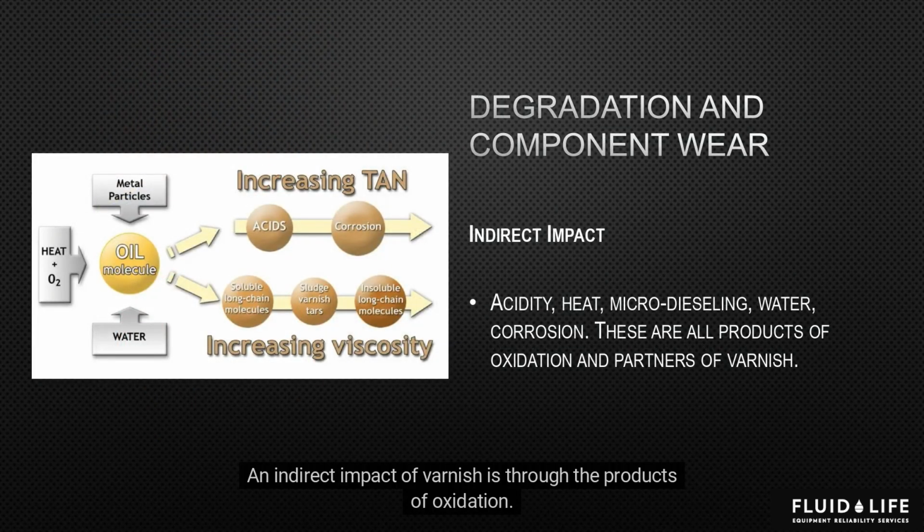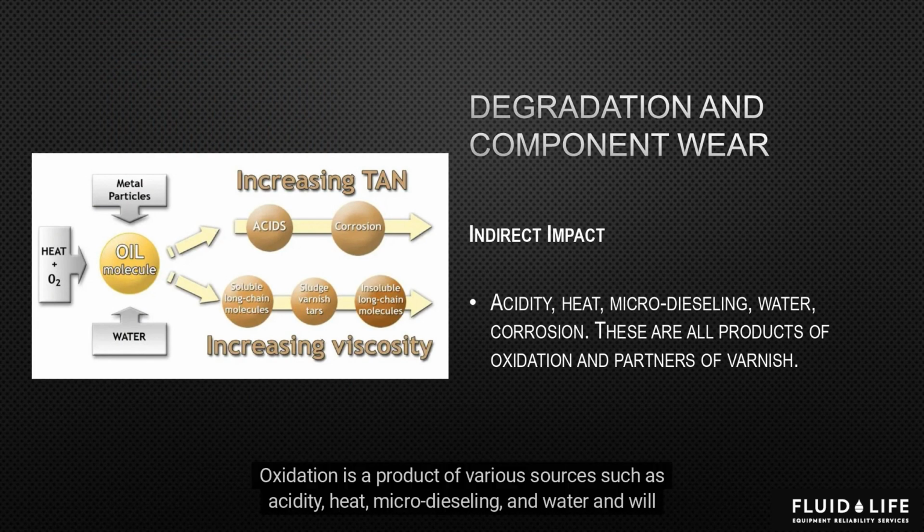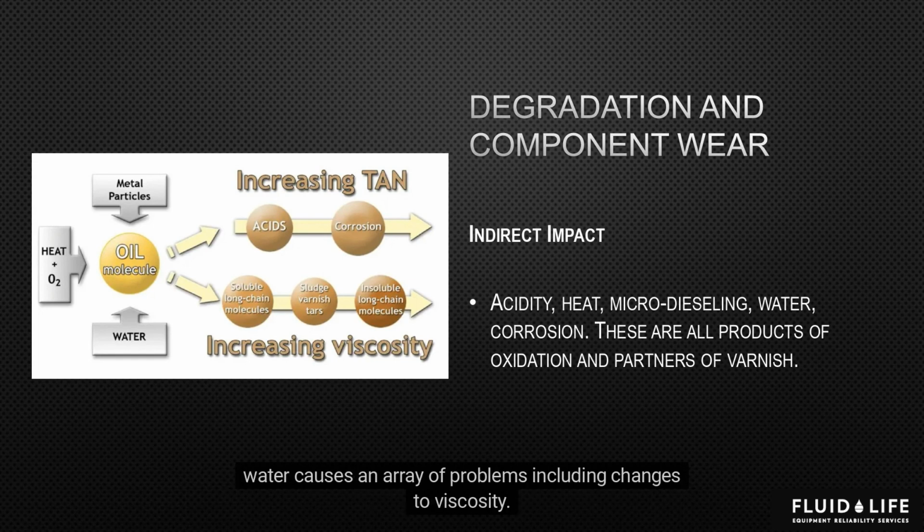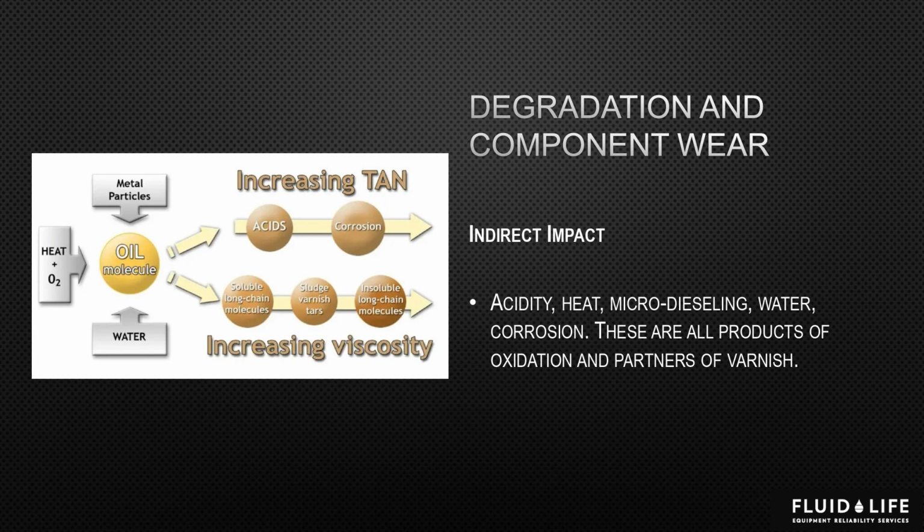An indirect impact of varnish is through the products of oxidation. Oxidation is a product of various sources such as acidity, heat, microdieseling, and water, and will in itself cause wear. Acidity can lead to corrosion of internal components. Microdieseling causes soot particles that are abrasive. Water causes an array of problems, including changes to viscosity.